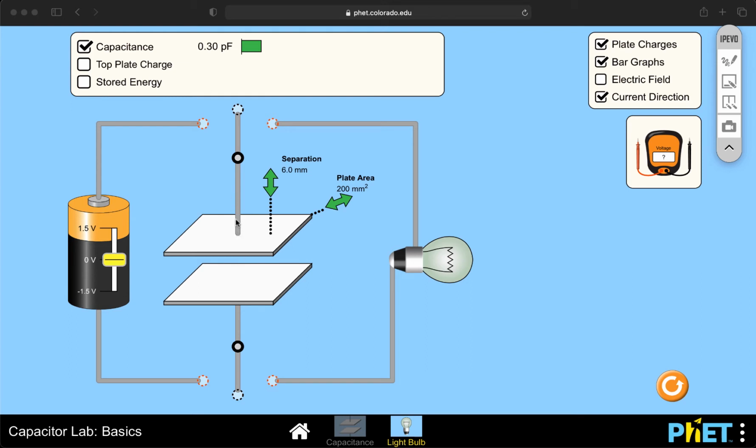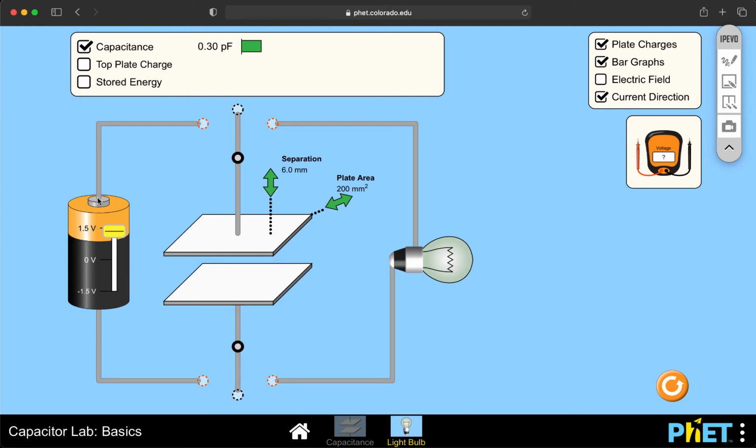Now each one of the plates has a wire extending out, but I'm not connecting those wires to anything. I do have a battery. Let's make the potential difference 1.5 volts. This is the positive side, this is the negative side, and the potential difference is 1.5 volts.